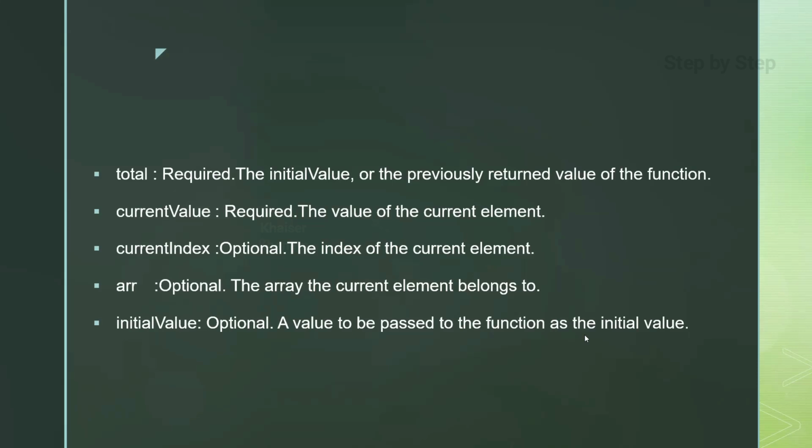Otherwise, it is completely optional. We do not have to use this one. All these three parameters, current index, array and initial value, are optional. We do not have to use them. Using only the total and current value parameters, we can get the data.